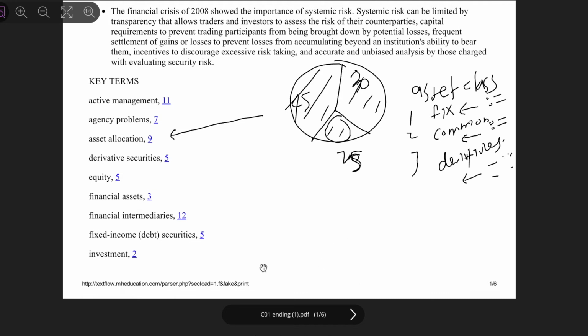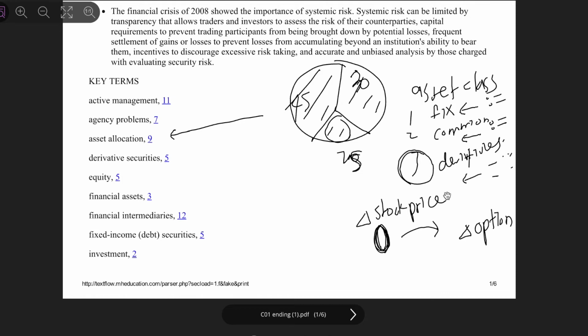And the derivative securities is the third class of assets we learned. From the change of different securities, we get the value that is called the derivatives, right? So by the change of the stock price, the price of the option is changing, and that is why we call the option a derivative. So the option price changes with the change of a different security. That's what we call the derivatives.